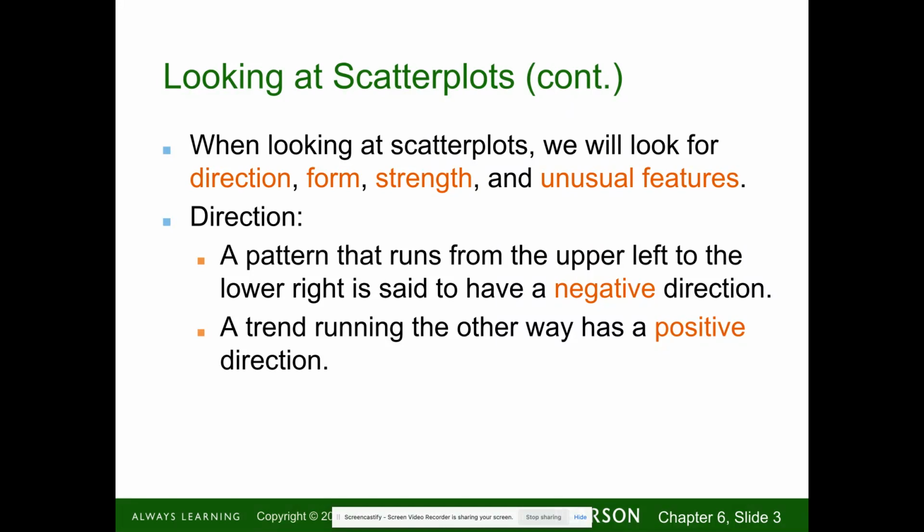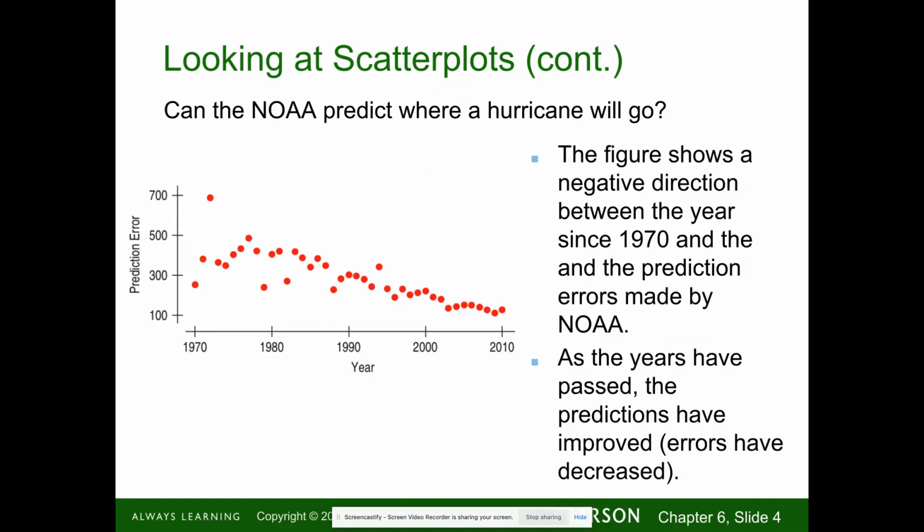So let's start with the direction. A pattern that runs from the upper left to the lower right is said to have a negative direction, and a trend that is running the other way has a positive direction. This is some real data from the National Weather Service. I forget what that acronym stands for. But this is a negative direction because it looks kind of like a line that's going down, right? Think of the slope. If this was a linear equation, it would have a negative slope, okay? It's not quite a straight line, though, but it kind of looks like one.